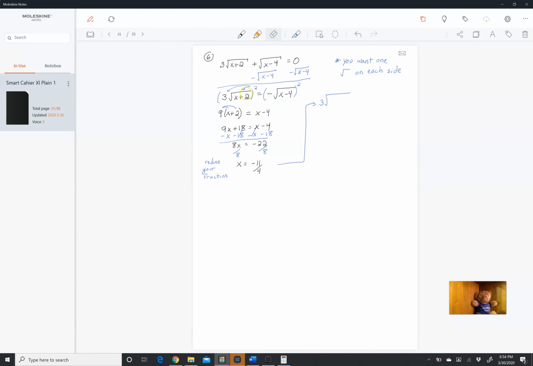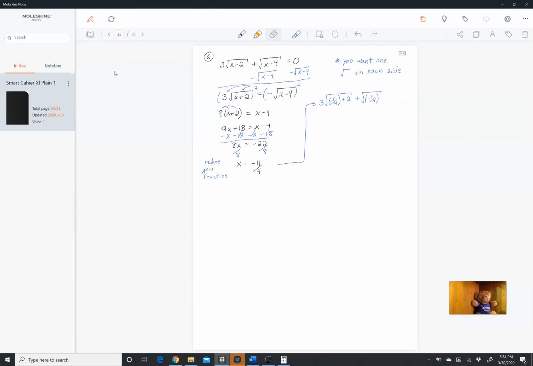Okay, don't even plug it in to before you square it. Plug it into the very top one. So we have 3 times negative 11 over 4 plus 2. And yes, this one is a little bit more annoying because we have fractions and we don't like fractions. But you're going to do it anyway.